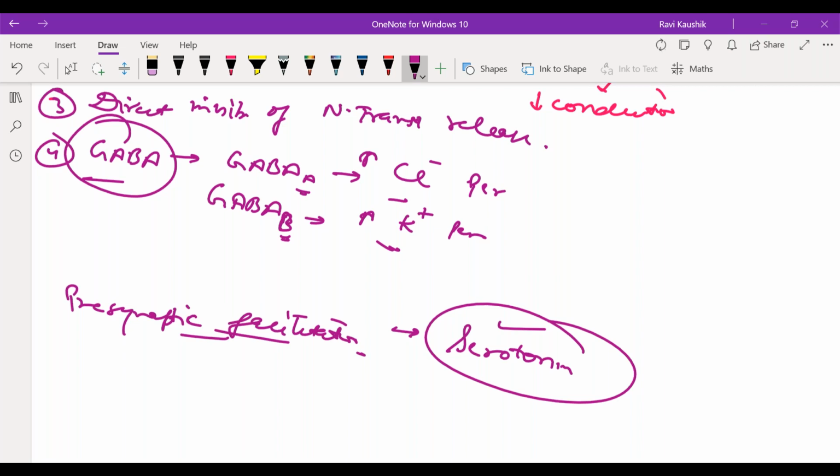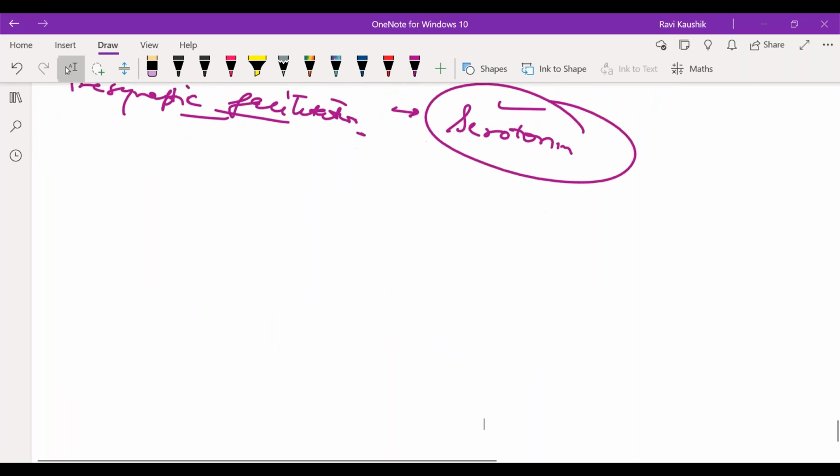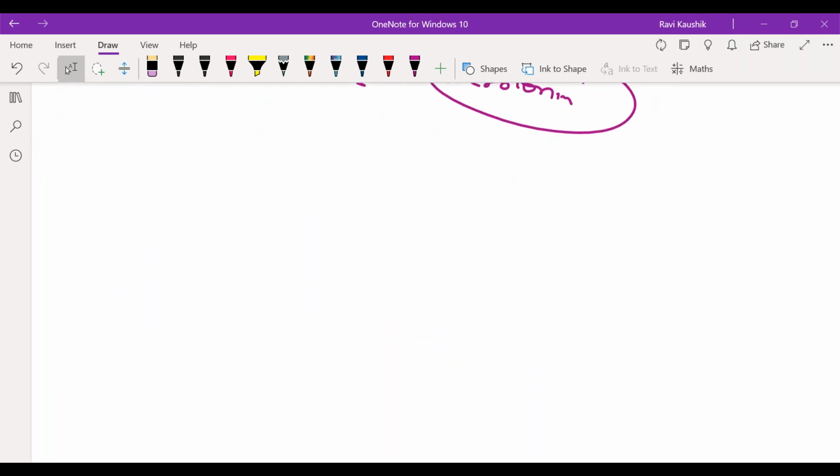Right? So as such, will they help the inhibition and facilitation? Definitely they help. For example, we saw that Golgi tendon organ, basically GTO, was helping to prevent the tear of the muscle, right?